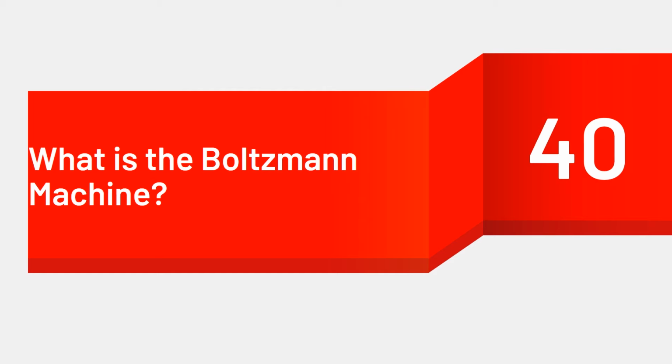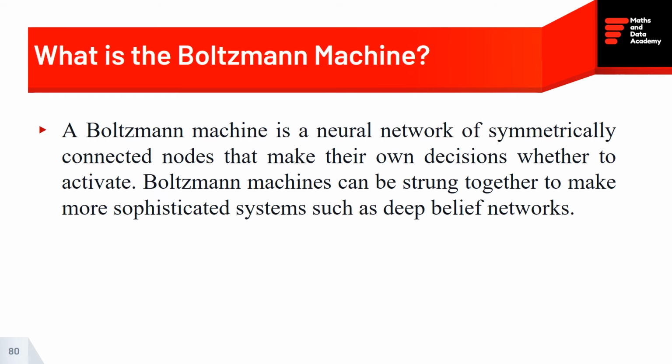What is the Boltzmann machine? A Boltzmann machine is a neural network of symmetrically connected nodes that make their own decisions whether to activate. Boltzmann machines can be strung together to make more sophisticated systems such as deep belief networks.